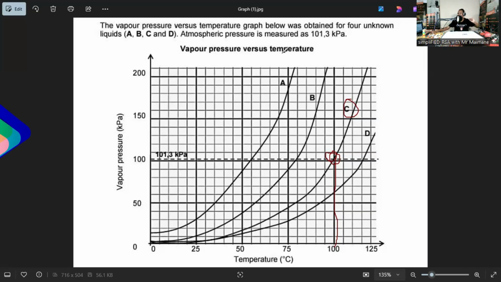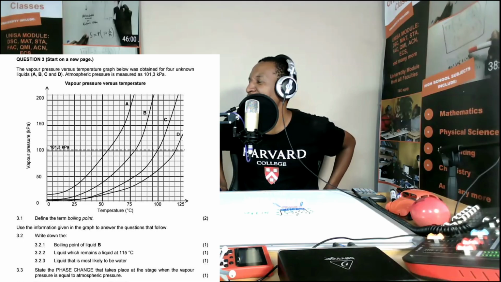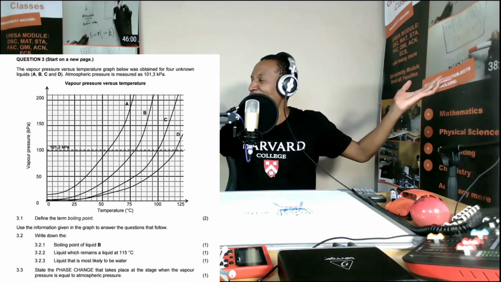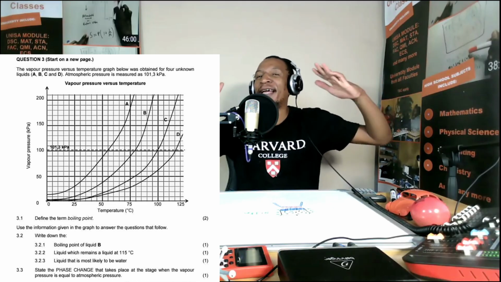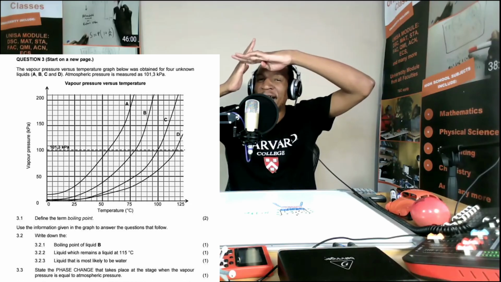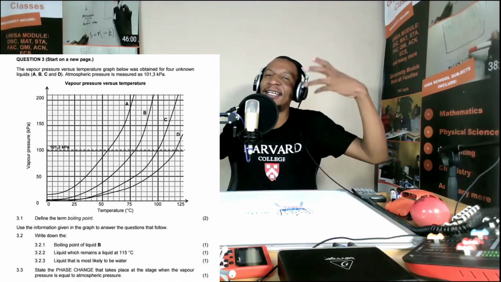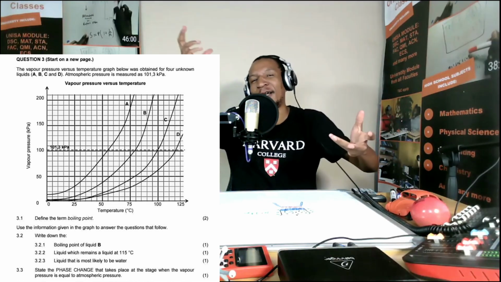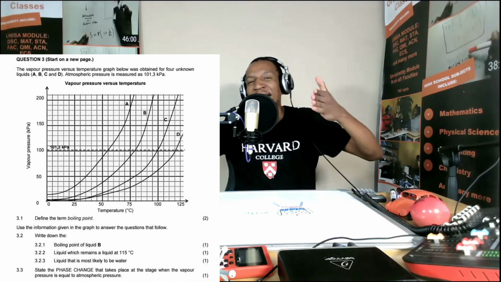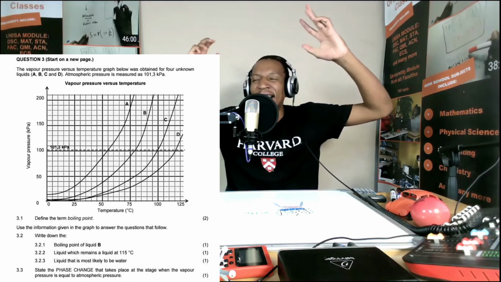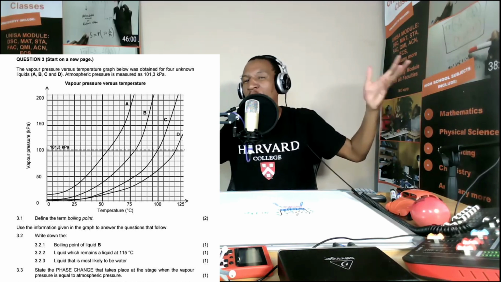So that's the answer for 3.2.3. And then 3.3, we are required to state the phase change that takes place at the stage when the vapor pressure equals the atmospheric pressure. A giveaway: obviously the liquid boils. So you can either answer that the liquid boils, or that the liquid evaporates. You would still have the same answer, because the moment the vapor pressure equals the atmospheric pressure, the liquid gets to boil. That's the definition of a boiling point.